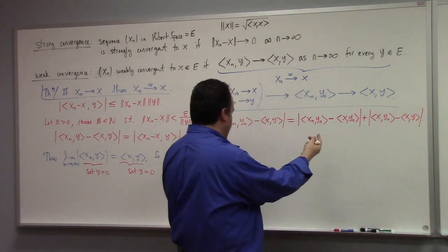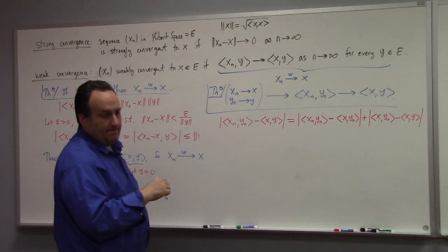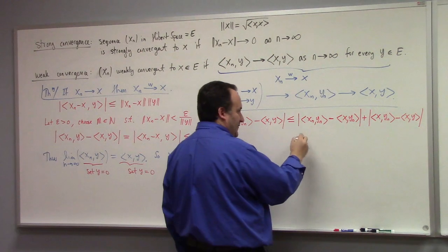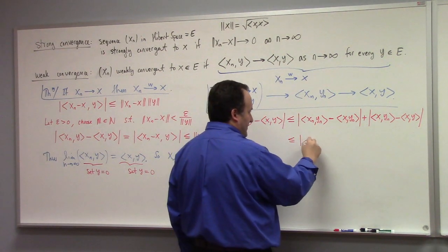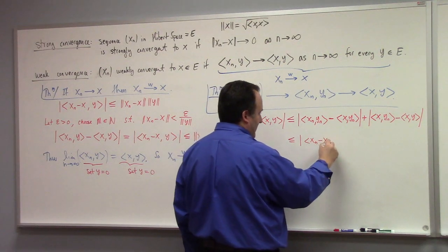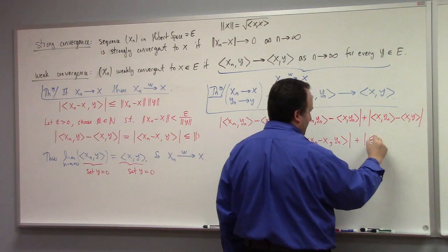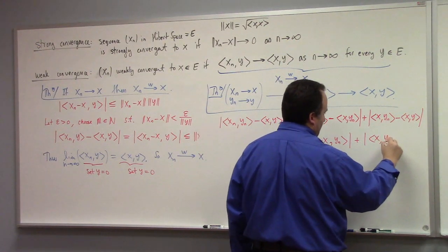So basically add 0, apply the triangle inequality like that. And of course then that is (xn minus x, yn). And then here you've got (x, yn minus y).